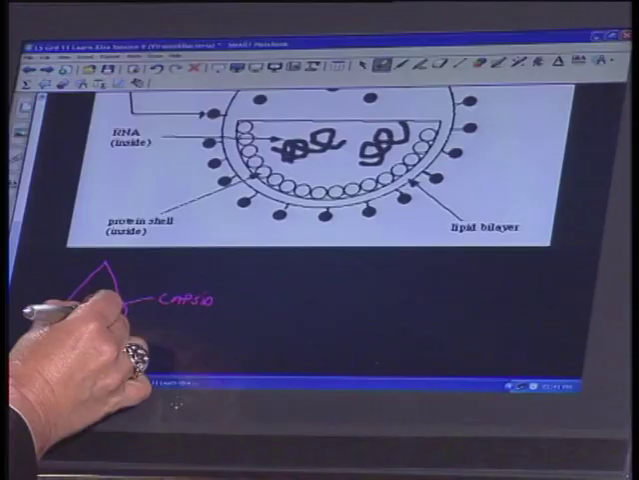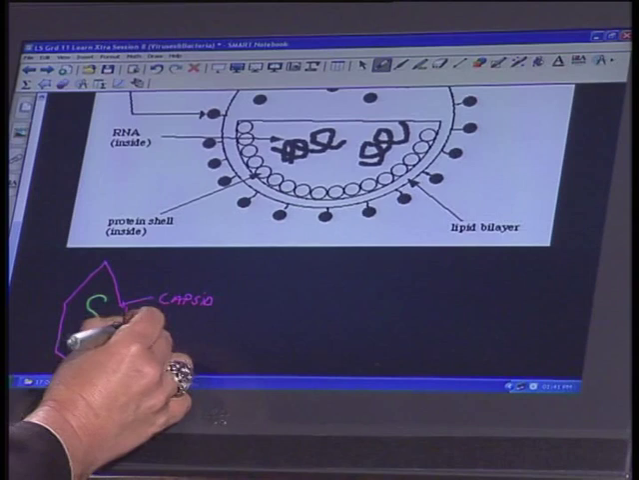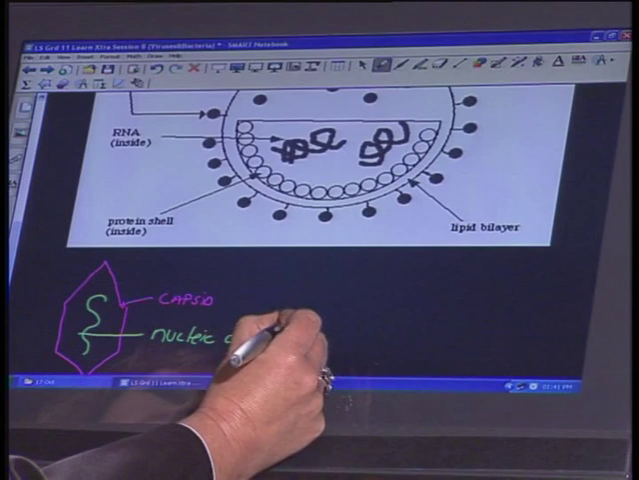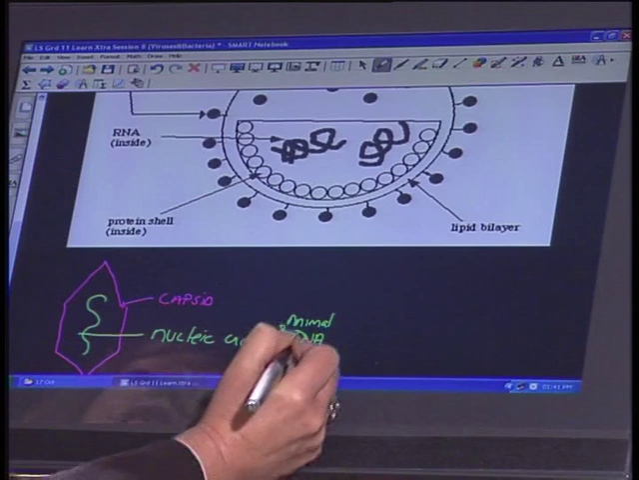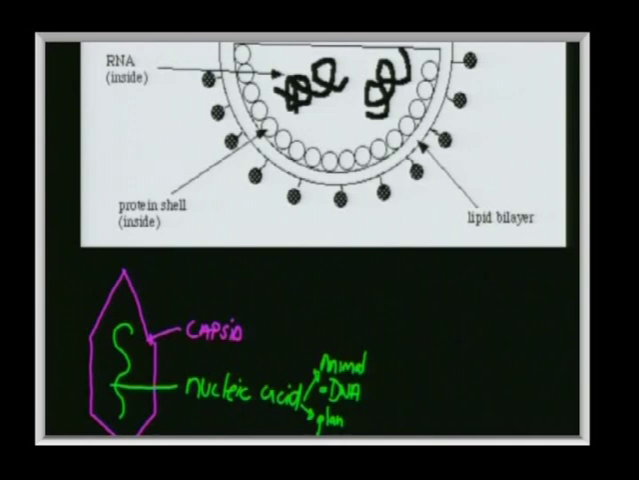Secondly, inside the virus, you will only find one thing. One single strand of nucleic acid. Now, normally what you will find is this nucleic acid depends on what the virus is going to infect. If the host is an animal, then usually the nucleic acid is DNA. If the host for the virus is a plant, usually the nucleic acid that is found is RNA. Now, that is the structure of a virus.